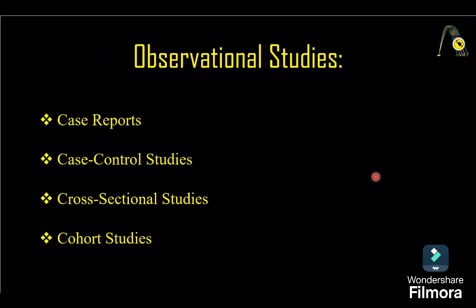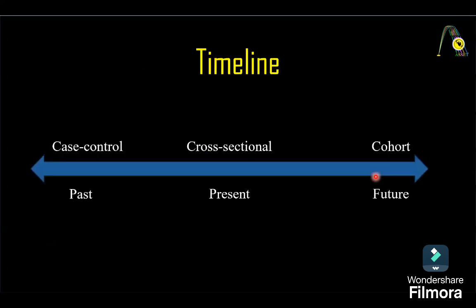So the different types of observational studies that we'll be discussing are case reports, case control studies, cross-sectional studies, and cohort studies. I just have this timeline right here so you have a basic sense of how these different types of observational studies work, okay? So case control studies, you can basically think of these as looking at past cases that have already happened, right? And you're trying to see what led up to them developing the disease or the condition that you're looking at.